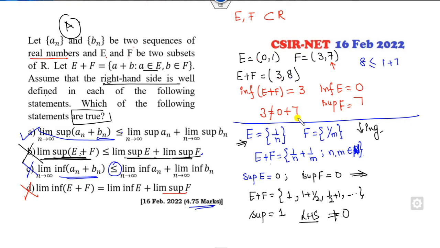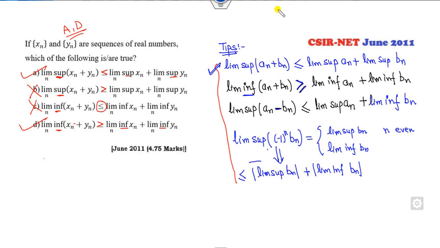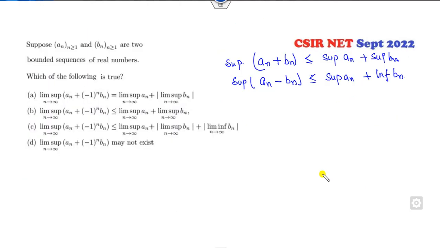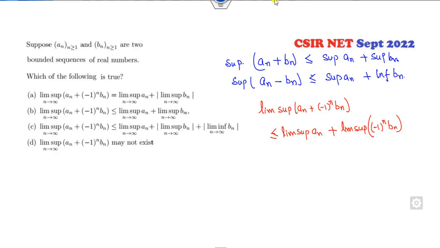Or otherwise you can see about here, this is the simple tips as I mentioned to you. Fine. Limit supremum, limit infimum both. So what is that? I can write this number as limit supremum of an plus limit supremum of minus 1 raised to power n. Now this quantity is less than or equal to the mod of supremum and mod of infimum. So clearly say this, this and this. Third is the right answer.